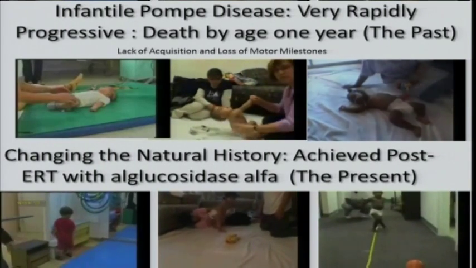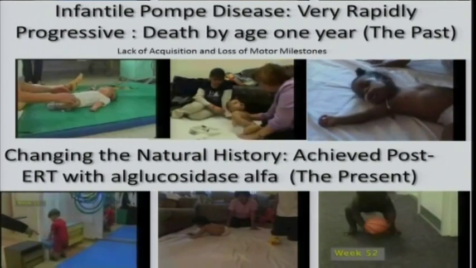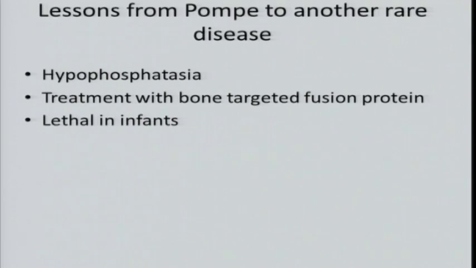And this is what brings me the most happiness, is that we were able to change the natural course of this disease, but yet we're not completely satisfied, which then took us to the concept of newborn screening, which today is approved, and I think I'll talk about this in my next talk, that if I can start very early. And so I want to tell you how I've taken the concept from Pompe to another rare disease where I've been a part of the story, hypophosphatasia.